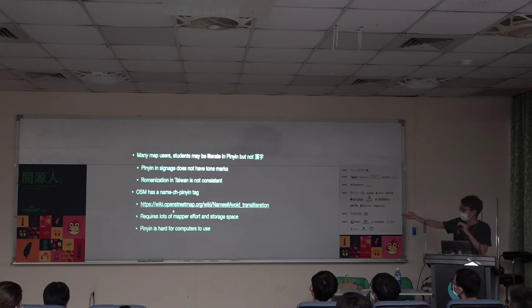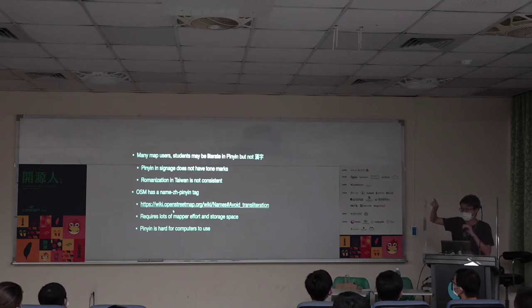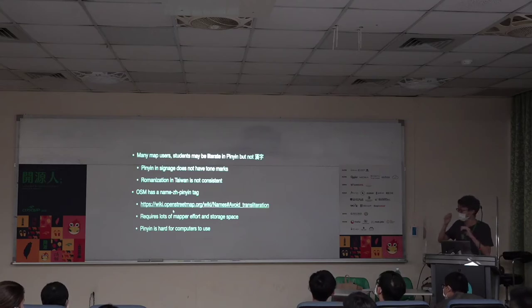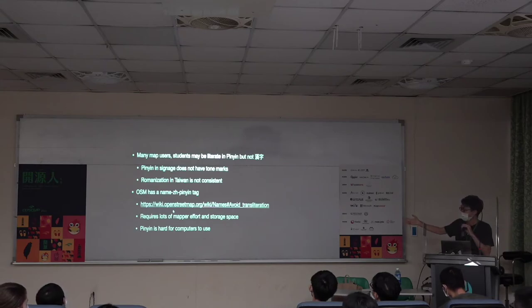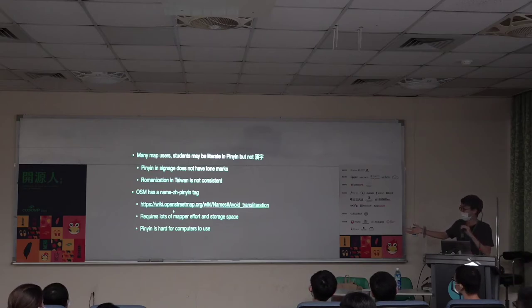Also, Pinyin in signage usually does not have tone marks. So if it has something like Xinbei, they usually do not have the diacritics for that place name. And especially outside of Taipei, the romanization is not consistent. So OSM does have a tag to store this data, but it would be a lot of work for mappers to go in and add Pinyin to every single object. And Pinyin is also quite hard for computers to use because you need to use a lookup table to parse it. It's a non-regular language.